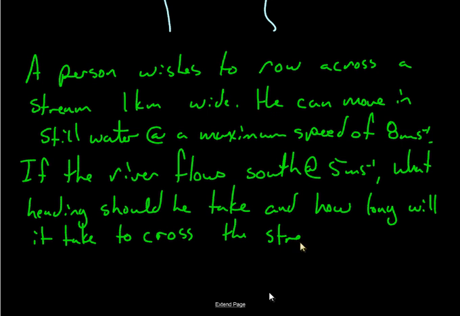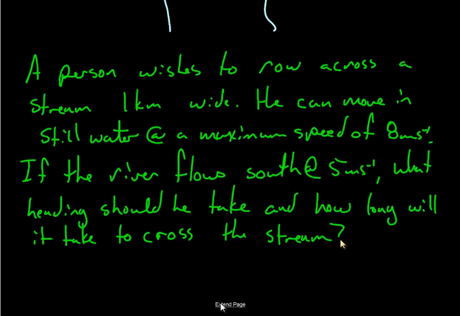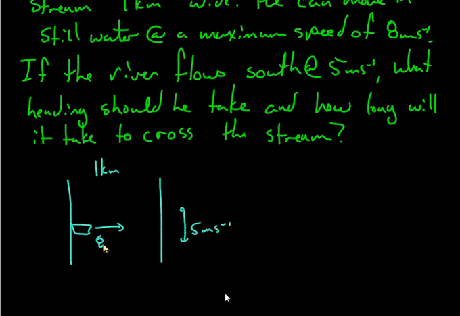All right. So we sort of covered the beginning of this. We drew a little picture, but I'll quickly redraw it so we can refer back to it. Here's our stream. We now know it's 1 kilometer wide. We have this flowing like this, and we know that the guy in the boat can travel at 8 meters per second. We know that he needs to correct for the stream flow, so he's actually going to aim up here.